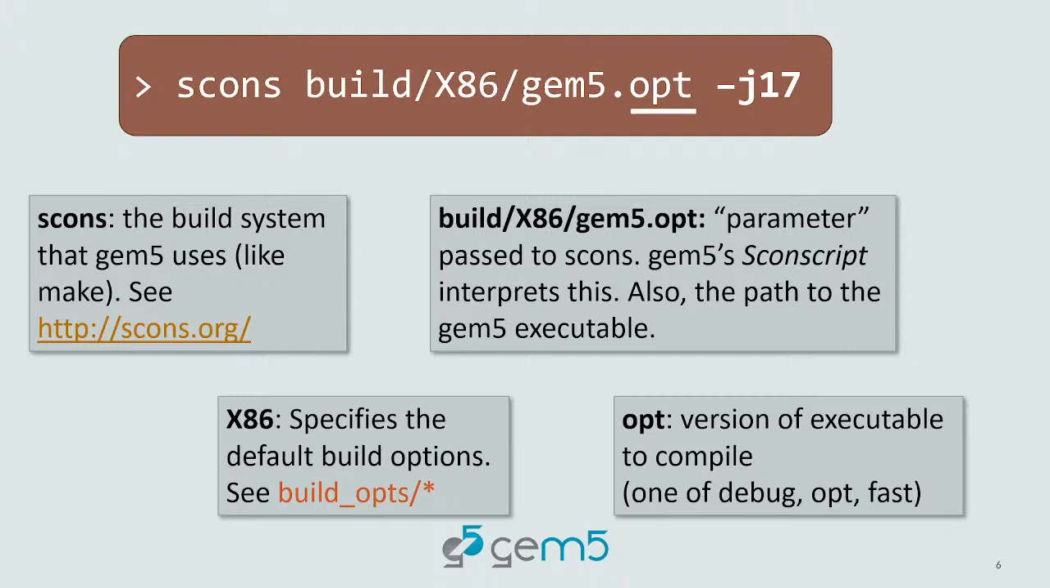Build gem5. The .opt says we want to build it with compiler optimizations on, but also with debug flags. You could build .fast, which has compiler optimizations and no debugging, which is smaller and faster. But if something goes wrong, it's hard to debug. Or you can build it in .debug form, which does not have any compiler optimizations. So if you need to use GDB and some variables are optimized out, then you can go back and recompile .debug. Any questions on this, other than why scons?